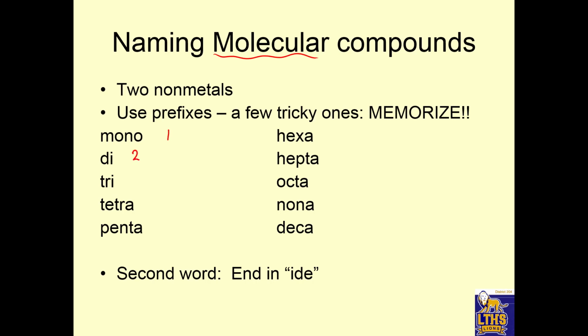Mono means 1, di 2, tri 3, tetra 4, penta 5, hexa 6, hepta 7, octa 8, nona 9, and deca 10. It's a lot. So 1 through 10, counting, this means how many of an atom there are. Because it's going to be 2 nonmetals, there's going to be 2 words. The first word is going to have a prefix unless it's mono. The second word is always going to have a prefix and end in IDE.